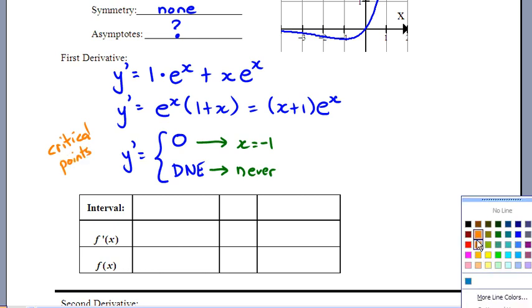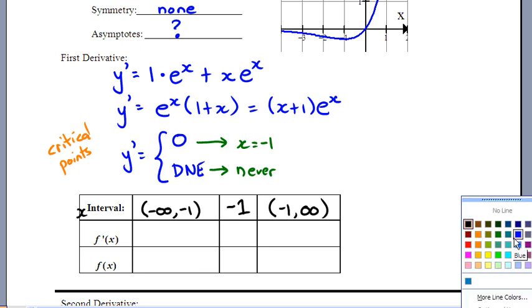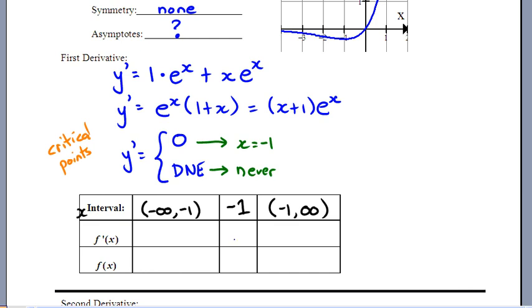Okay, so I've got my 1 cut on my x number line at x equals -1. That gives me all the numbers before -1 and then all the numbers after -1. And at -1, that first derivative is definitely equal to 0. But what's it doing before 0? And what's it doing after that 0? What about before x equals -1 and after -1?